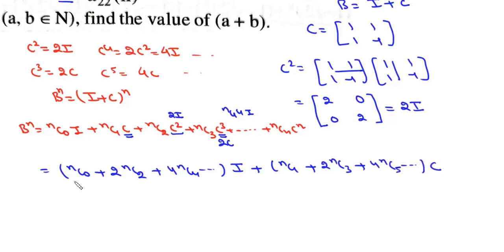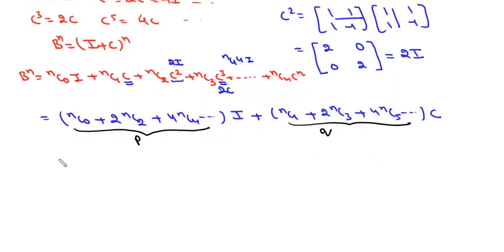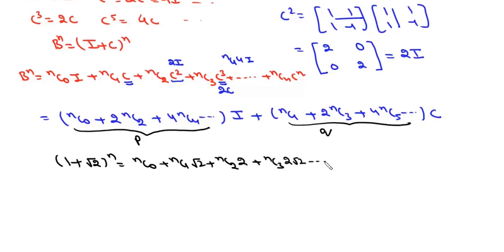Now we need to find the sum of these two series. So this is our first series and this is our second series. Now say this is P and this is Q. Now we consider the expansion of (1 plus root 2) to the power n. It will be nC0 plus nC1 into root 2, nC2 into root 2 square, nC3 into 2 root 2.